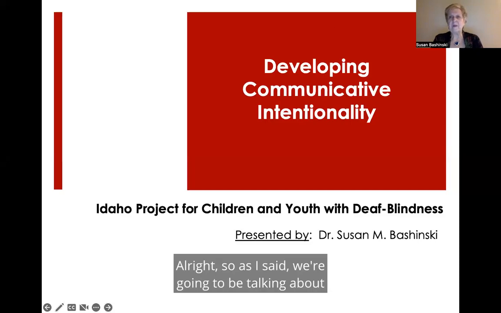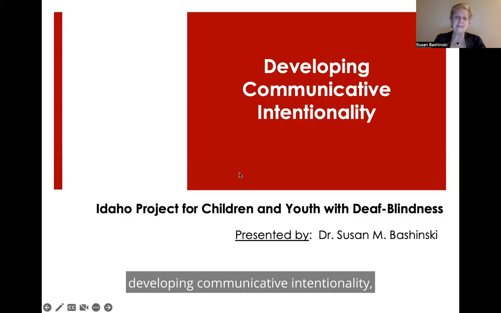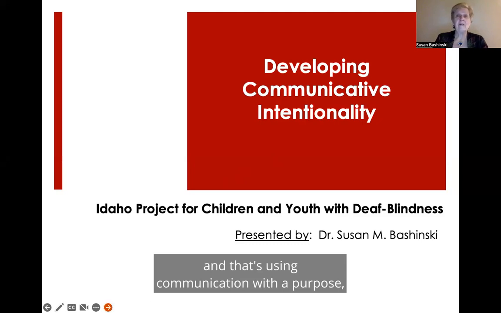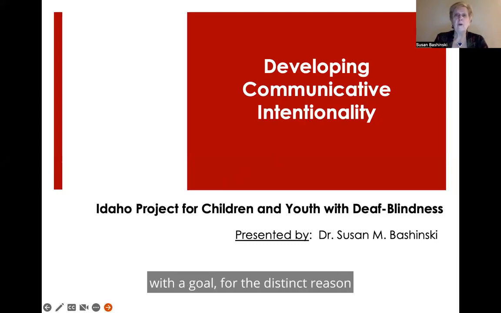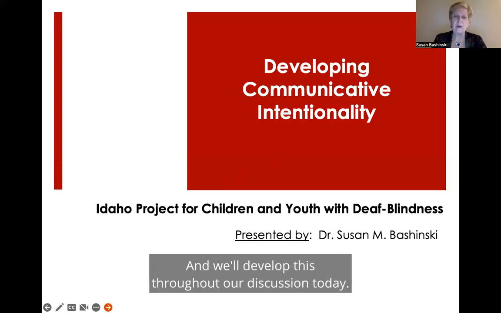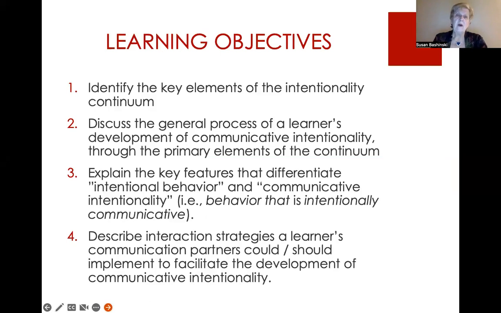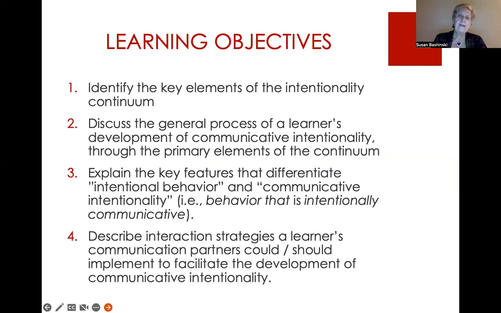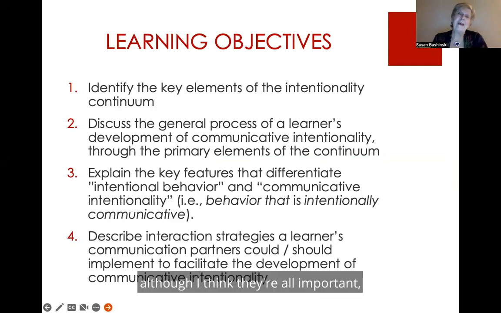All right. So as I said, we're going to be talking about developing communicative intentionality. And that's using communication with a purpose, with a goal, for the distinct reason of getting some other person to do something. All right. And we'll develop this throughout our discussion today. I have identified 4 major learning objectives. I think they're all important. I wouldn't put them on this slide.